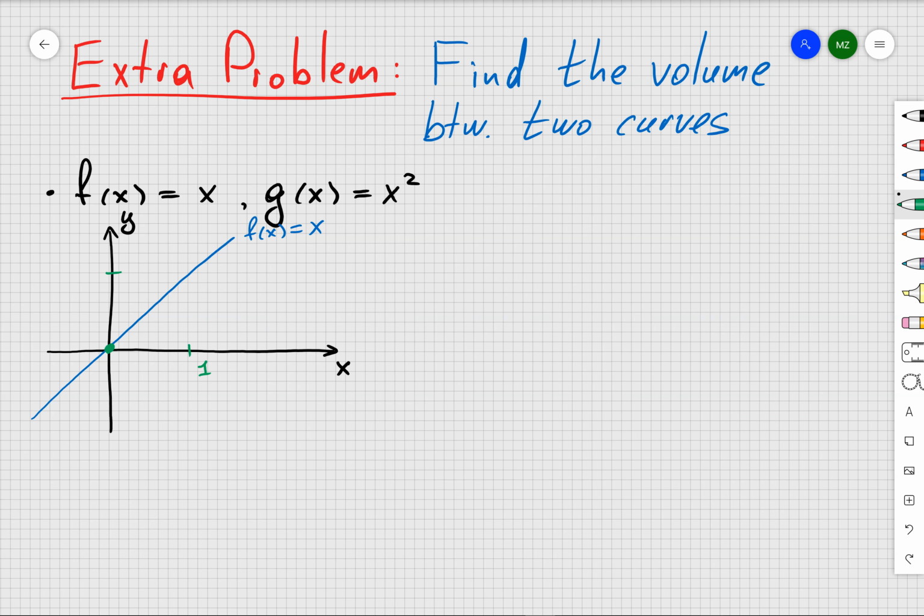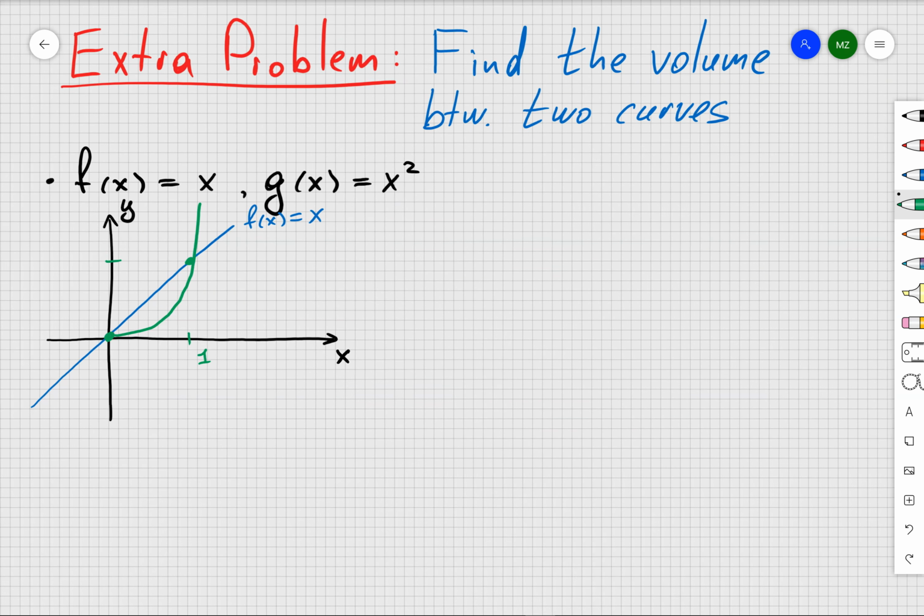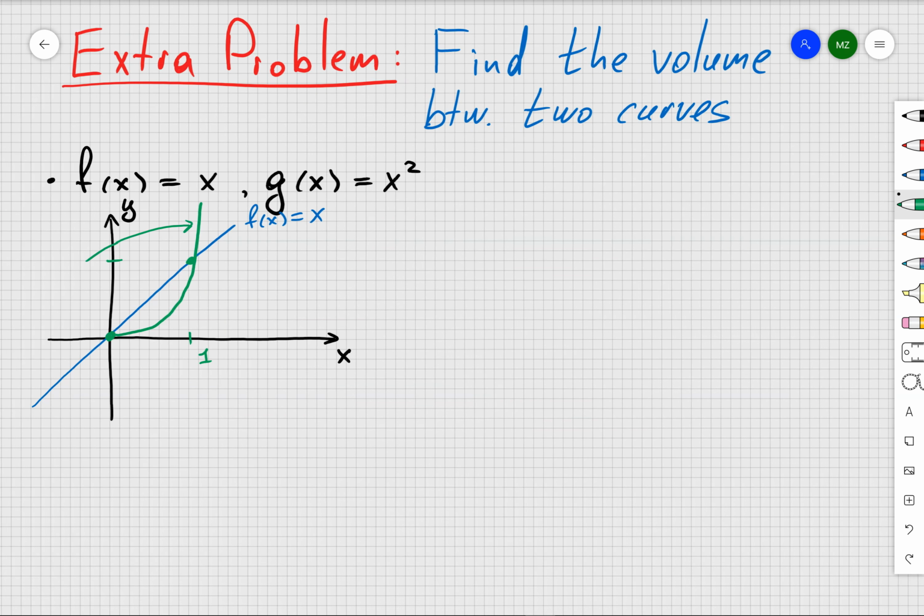But what about g is equal to x squared? G is equal to x squared is going to be a parabola. And to find that parabola, we just need to know 2 points. And we have those 2 points, (0, 0) and (1, 1). And then we can see that we have the following section, so our region.